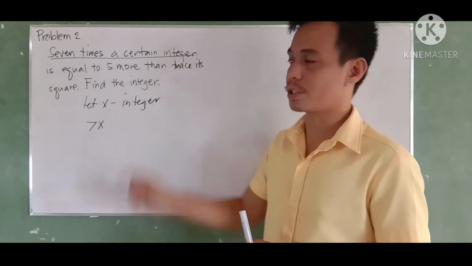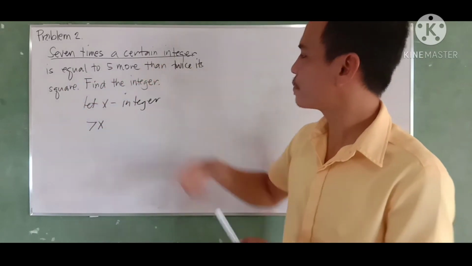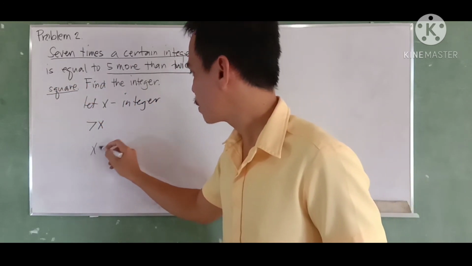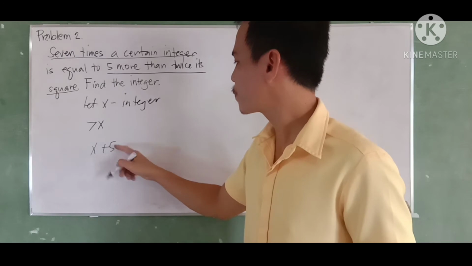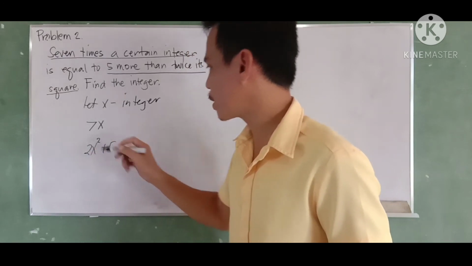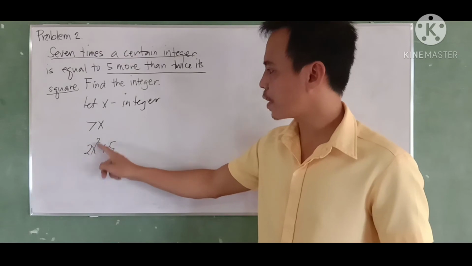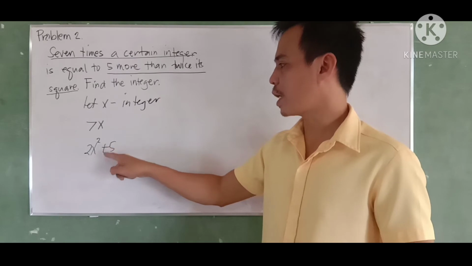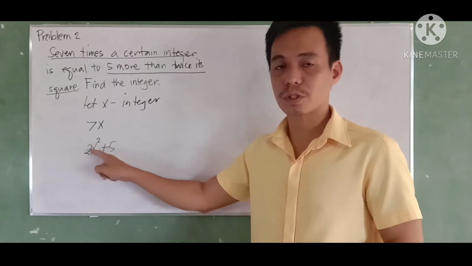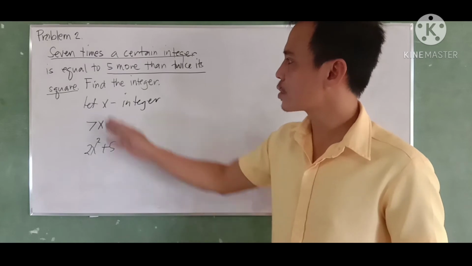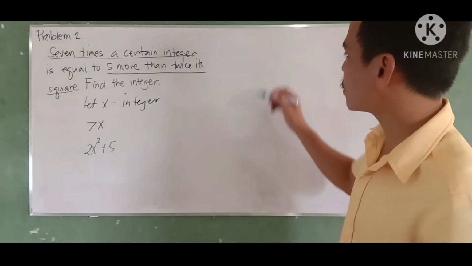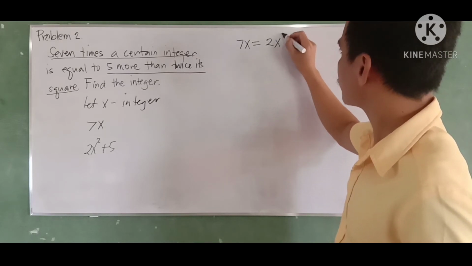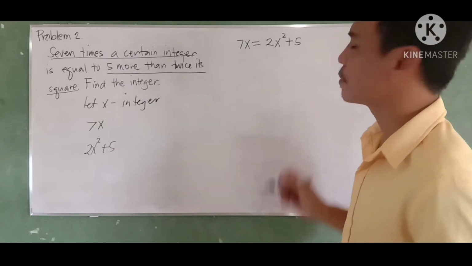7 times a certain integer is equal to 5 more than twice its square. So this is 5 more than twice its square. So therefore, we have 2x squared plus 5. This is 5 more than twice its square. So added 5 when x is multiplied to 2 squared. Okay? So let's find the integer. So this is 7x is equal to 2x squared plus 5.